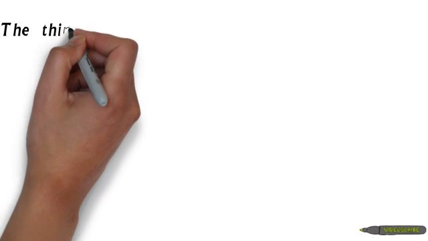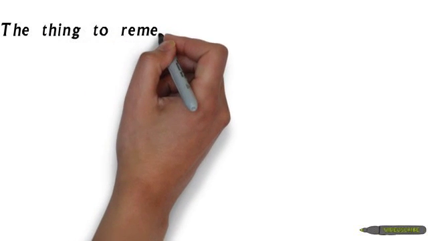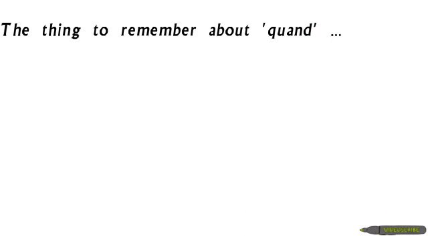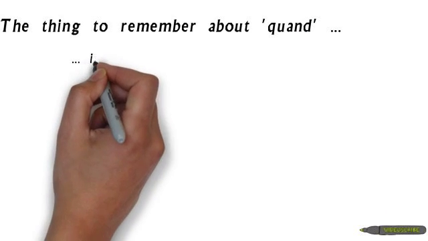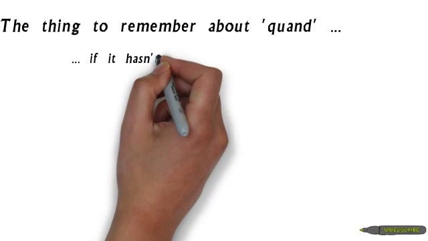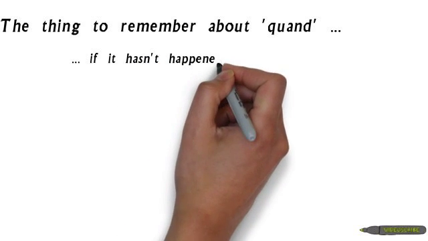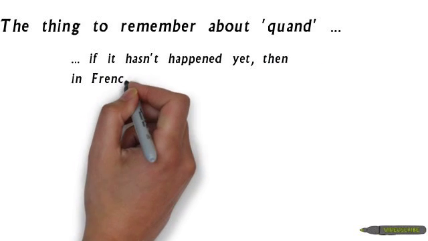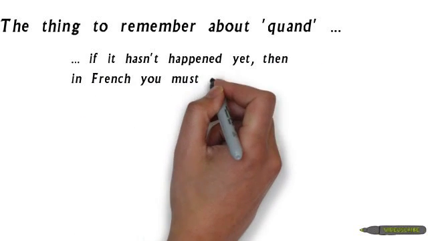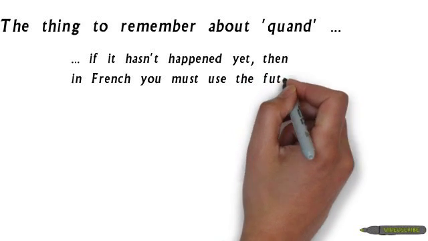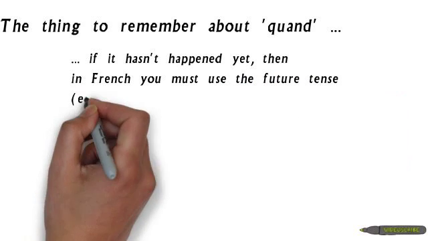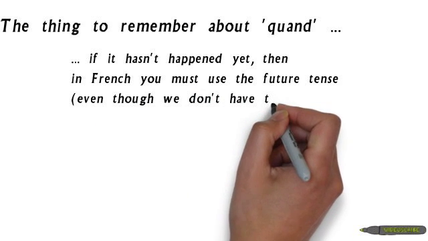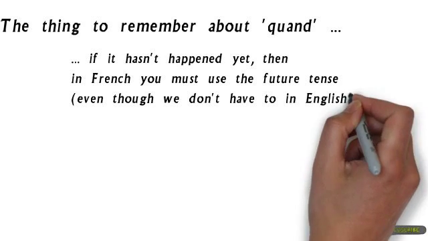So the key thing to remember about quand is if it's in the future, if it hasn't happened yet, in French you must use the future tense. So where we would have something which is a bit more like an if clause, when I am 30, in French, because you're not yet 30, you have to use the future tense. You have to say, in effect, when I will be 30.